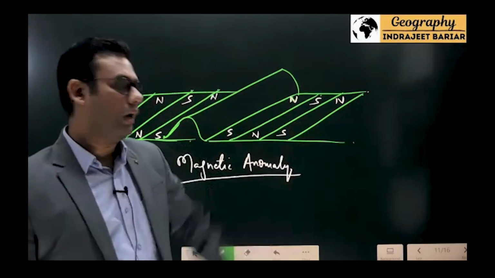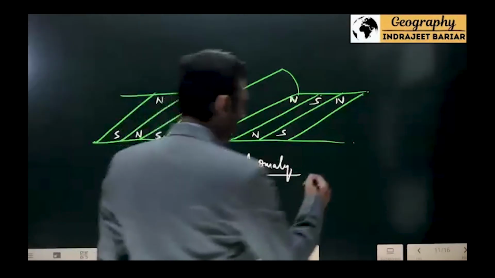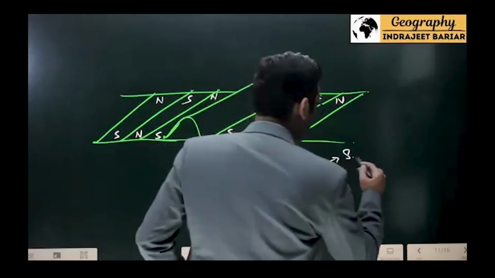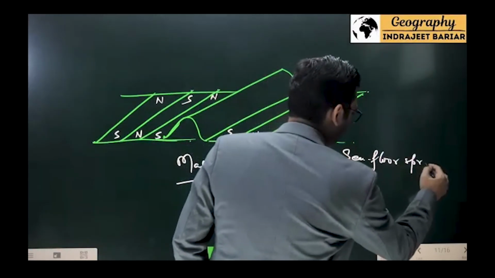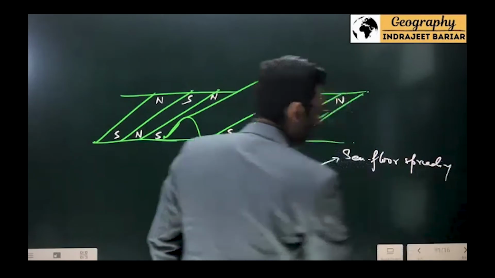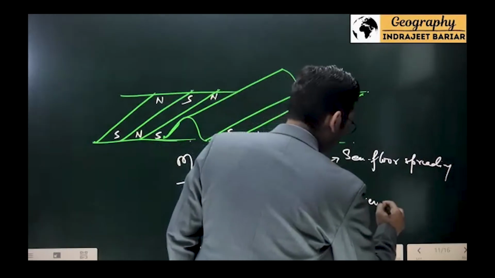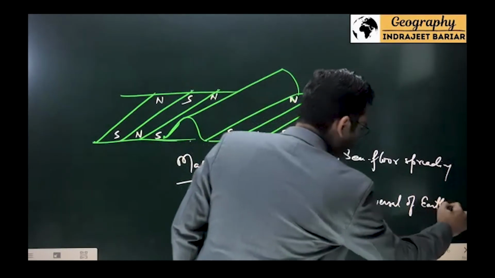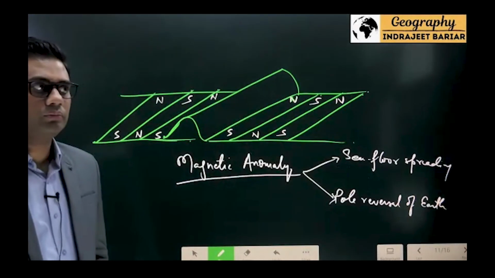So why does magnetic anomaly occur? Magnetic anomaly occurs due to two facts. One, that seafloor is spreading, and second, due to pole reversal of Earth.